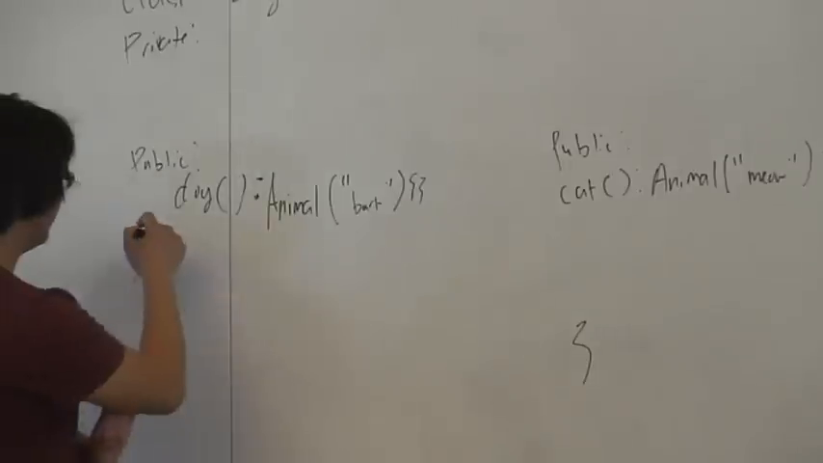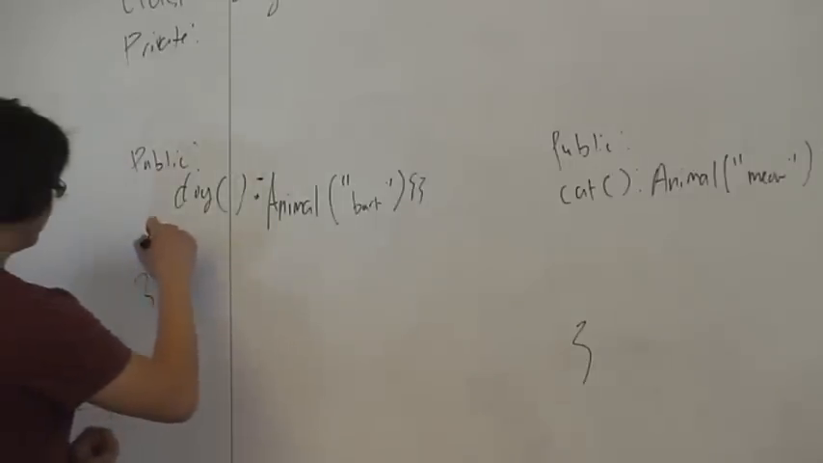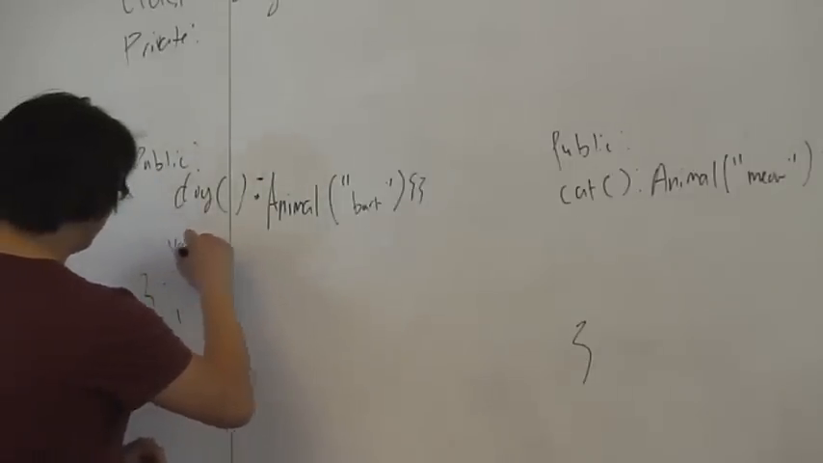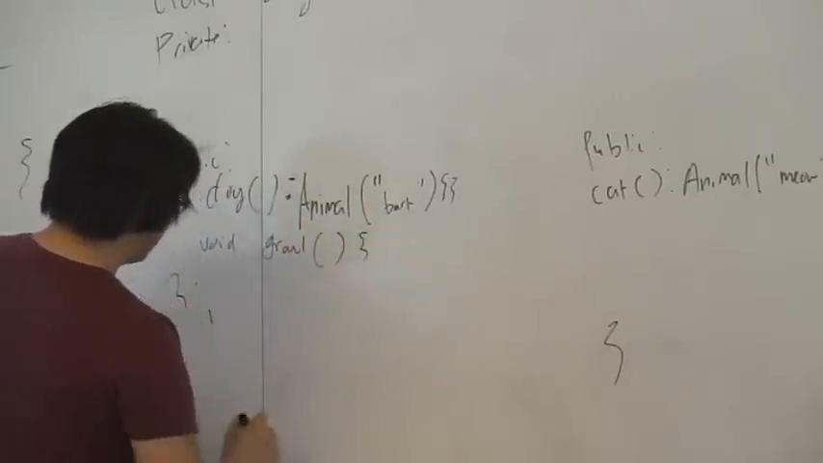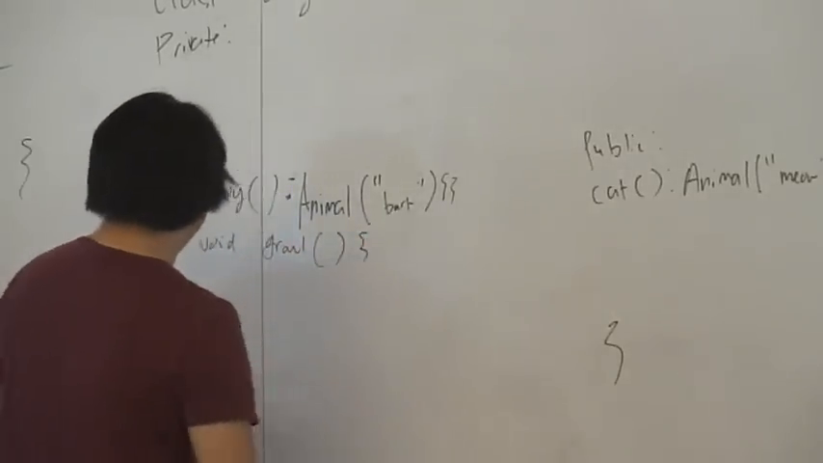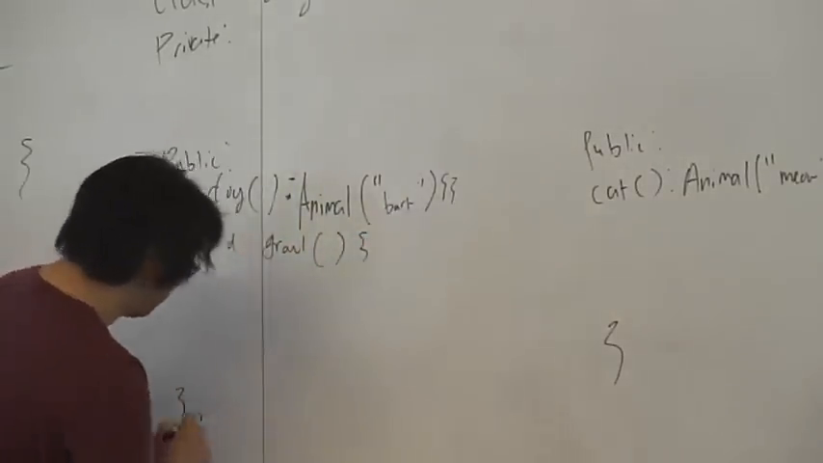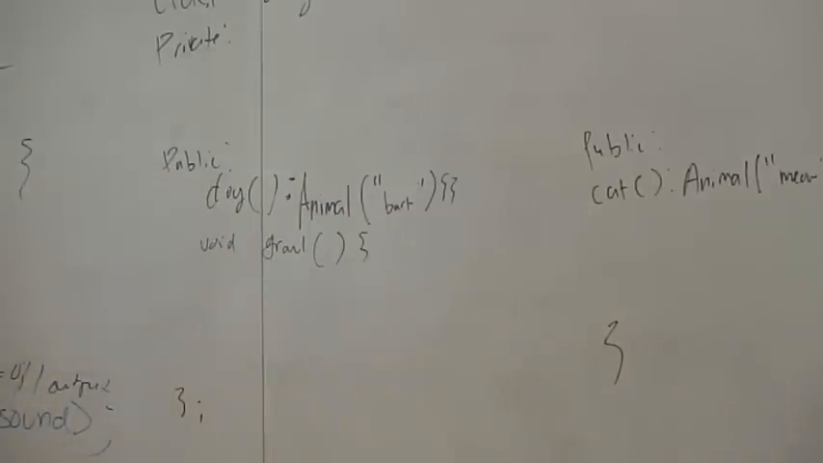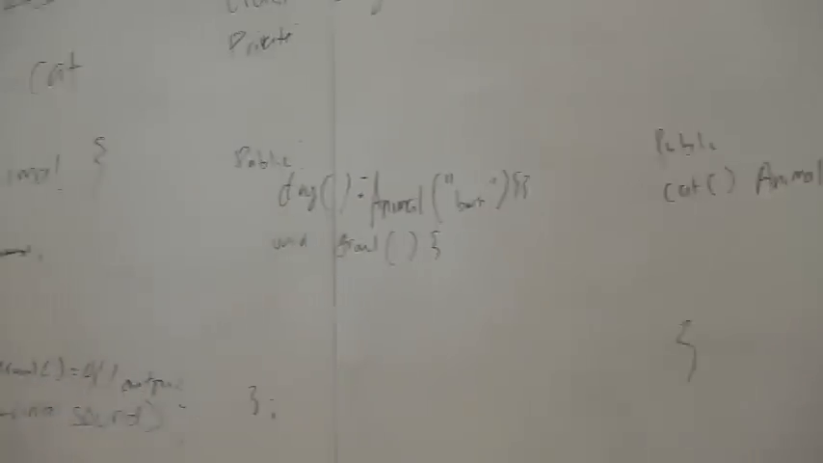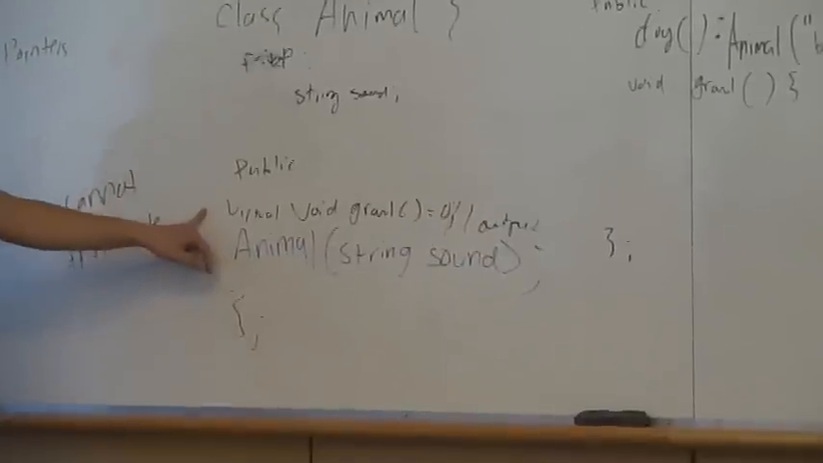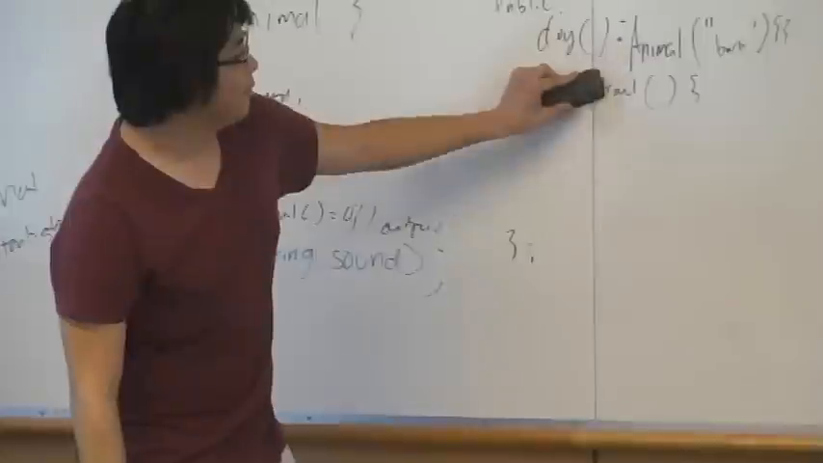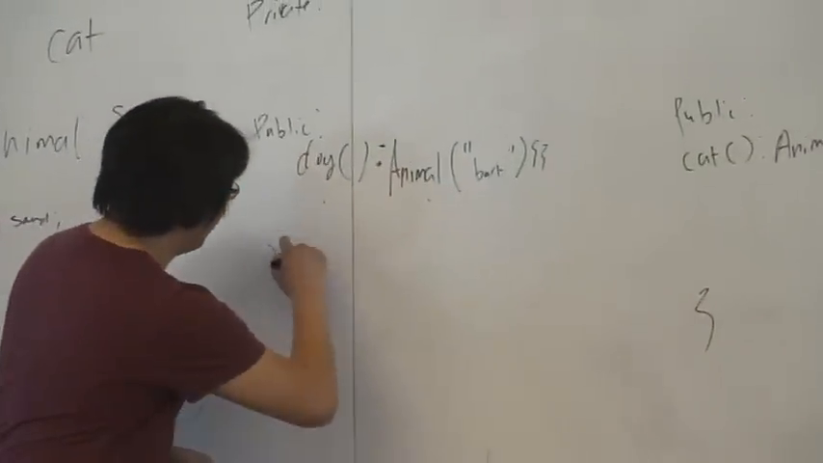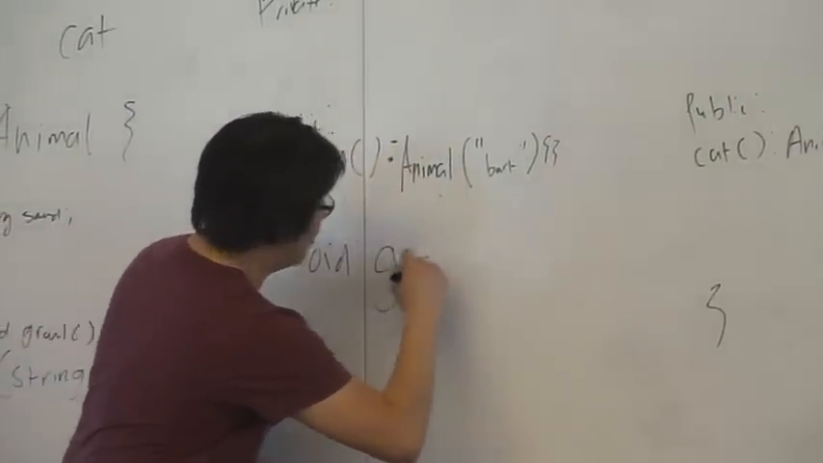So we need to implement growl. Why do we have to implement growl here? Because it's pure virtual. Void. So this is growl.